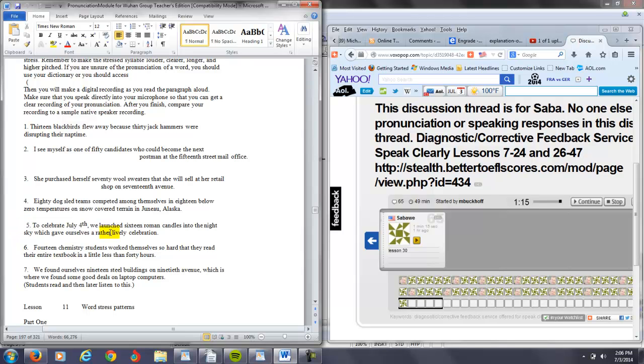Notice here how sometimes we have ly adjectives. It is possible to use an adjective that ends in ly. Number 6. 14 chemistry students worked themselves so hard that they read their entire textbook in a little less than 40 hours. We found ourselves 19 steel buildings on 90th Avenue, which is where we found some good deals on laptop computers.